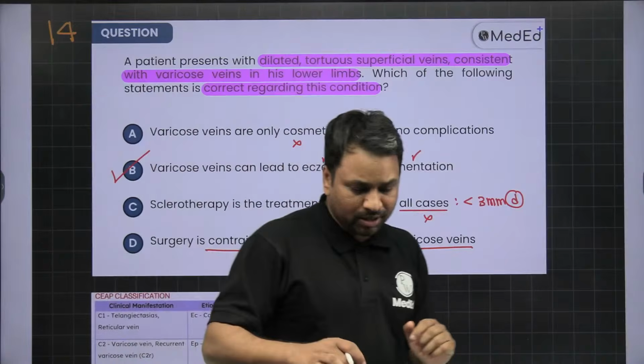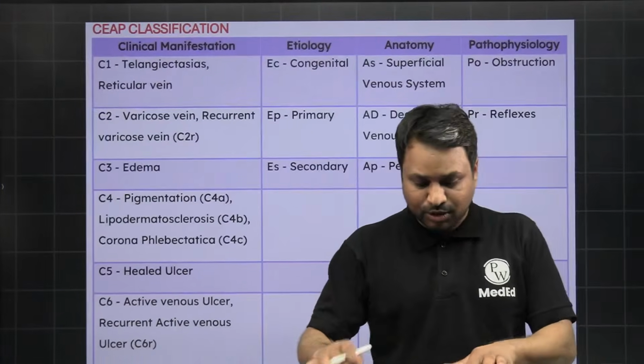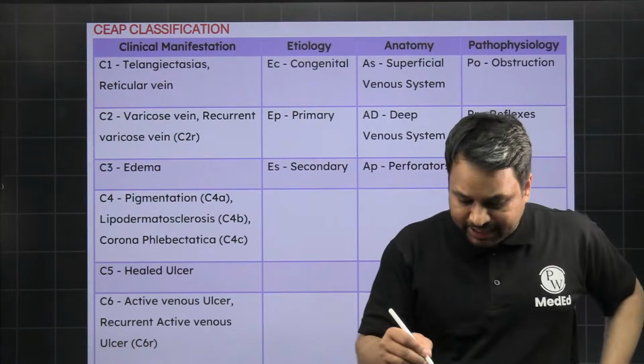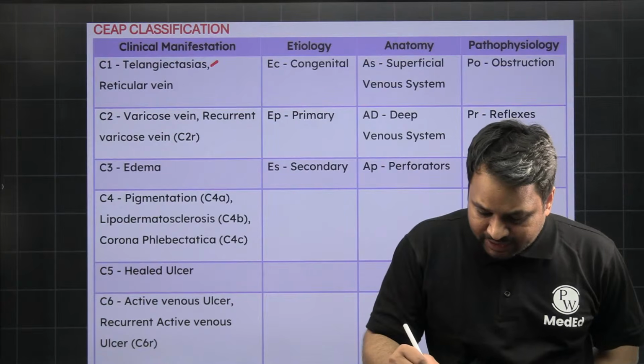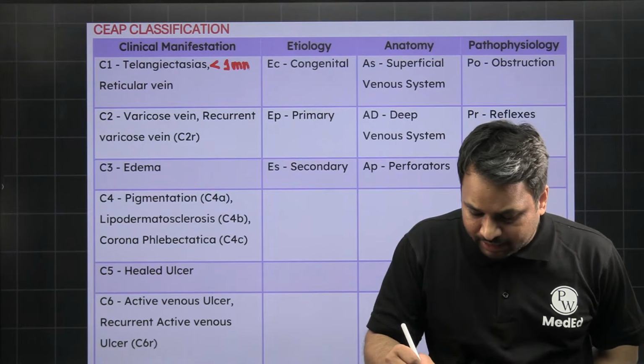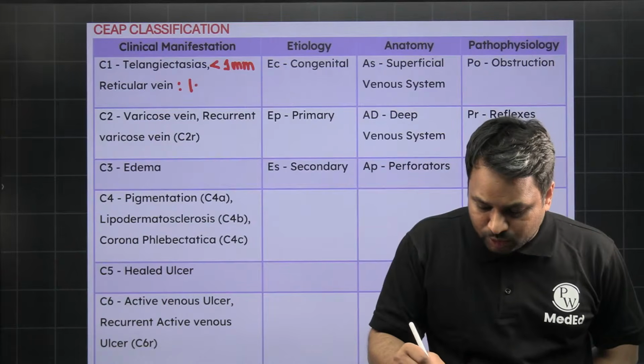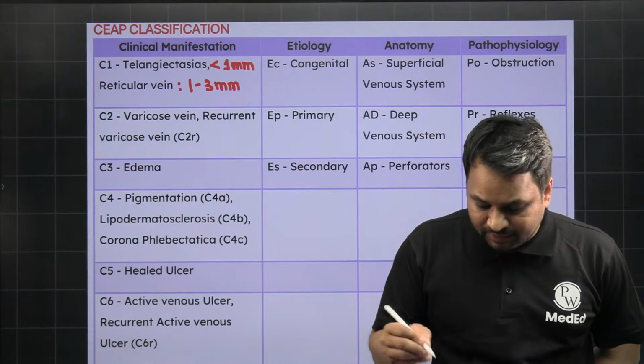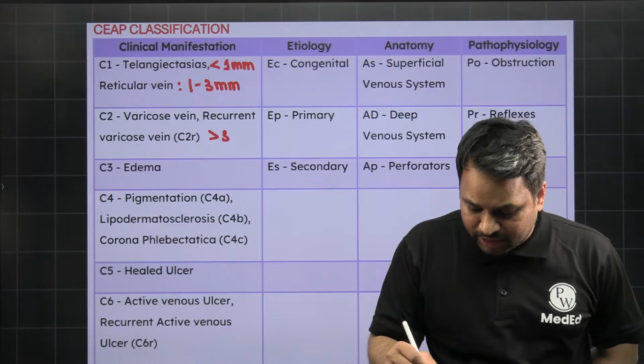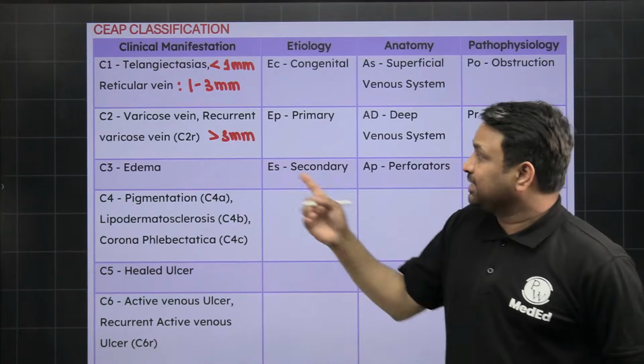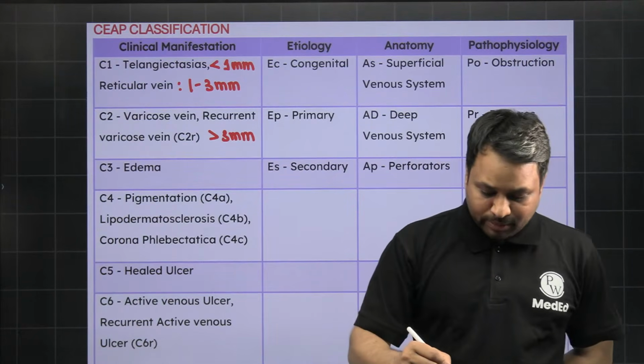Such an easy question. Now in the CEAP classification, they'll ask you this. What is C1? It is telangiectasia. What is telangiectasia? The size of the vein is less than 1 millimeter in diameter. Reticular vein is 1 to 3 millimeters in diameter. Varicose vein is more than 3 millimeters in diameter. C2R is recurrent varicose vein. C3 is going to be edema.